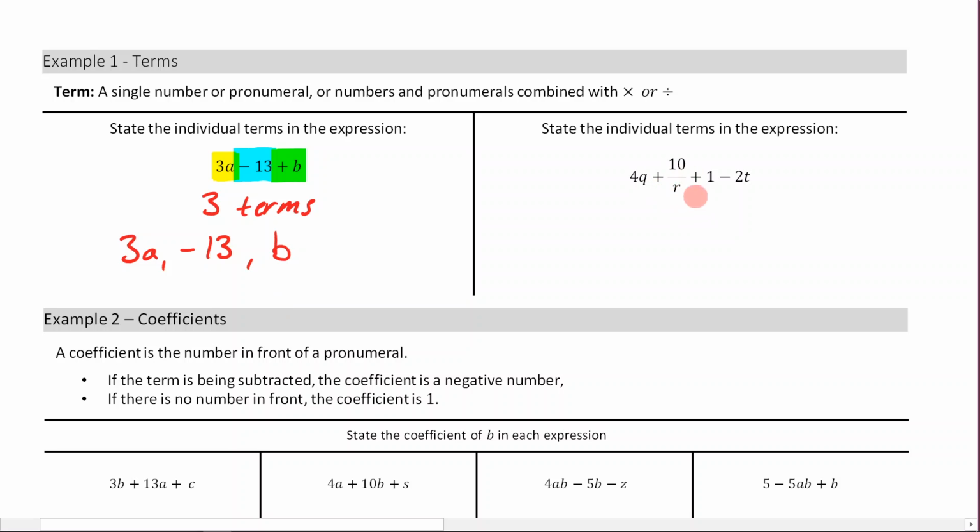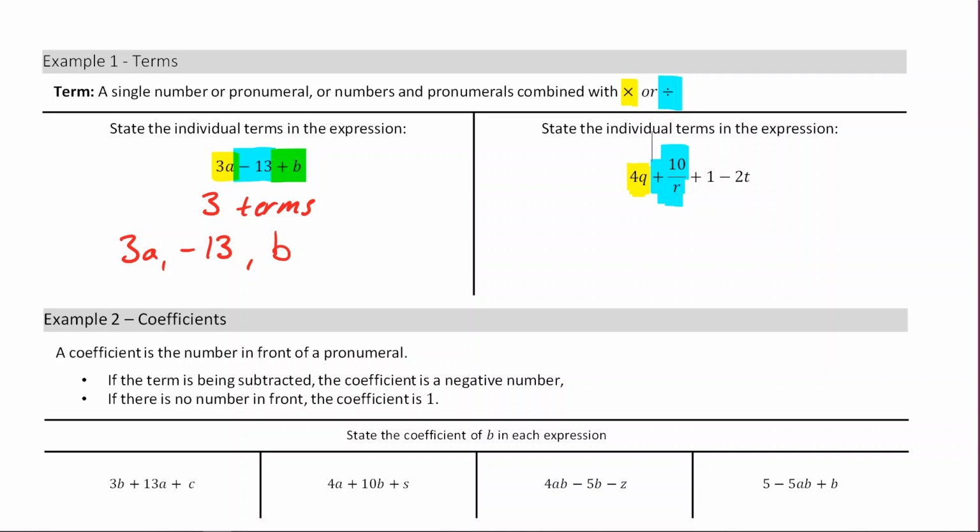Okay, let's now look over here and see if we can figure out how many terms we have here. The first one is going to be 4q. So this is a number and a pronumeral joined together with a multiplication sign. The next one that we have is going to be positive 10r. So again, make sure you're including the sign in front of it. And this time we have a number and a pronumeral joined together with division. But this is one term.